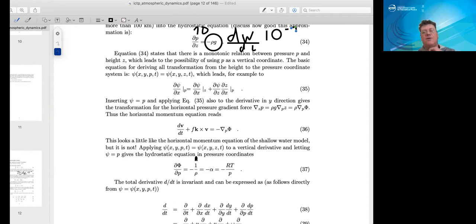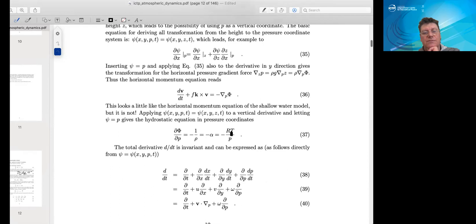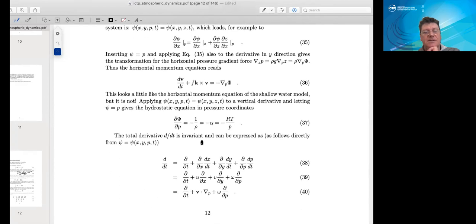So yes, you can see already the gradient of the geopotential plays the role of the gradient of the pressure. It's just a different point of view. Well, we will exercise this.